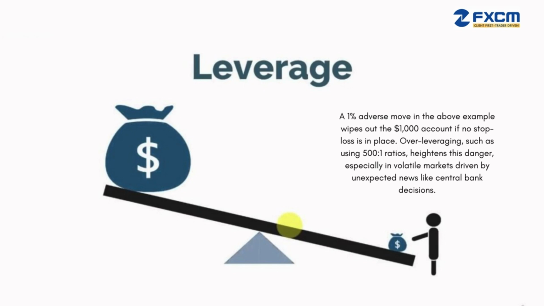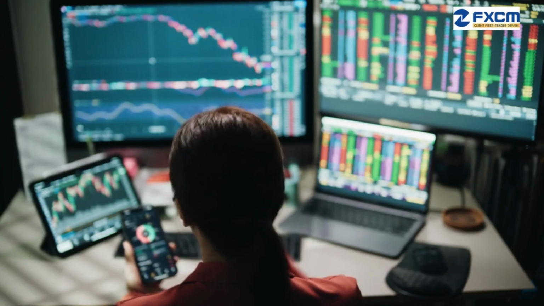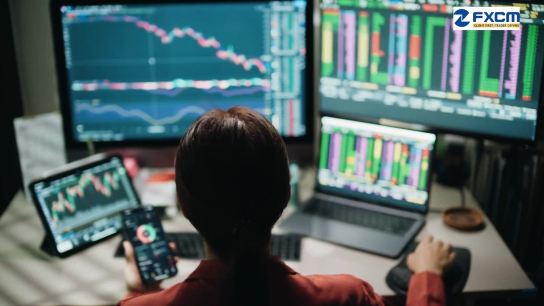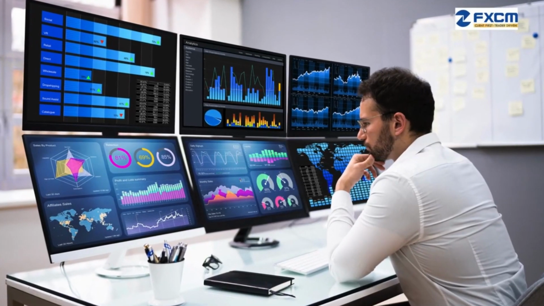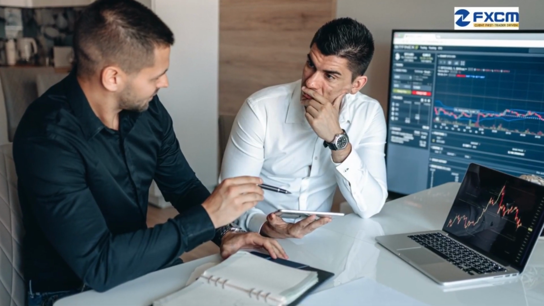decisions. Novice traders often fall into the trap of chasing quick profits, ignoring risk management. Without a clear plan, leverage can lead to margin calls, where brokers demand additional funds or close positions at a loss. Emotional trading, greed, or panic further compounds the risk, turning leverage into a fast track to account depletion.